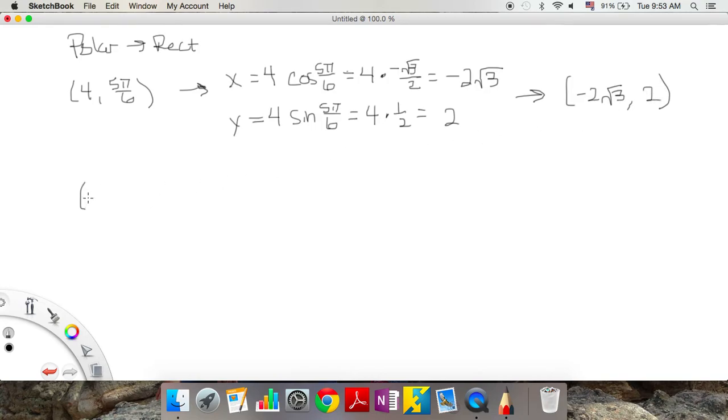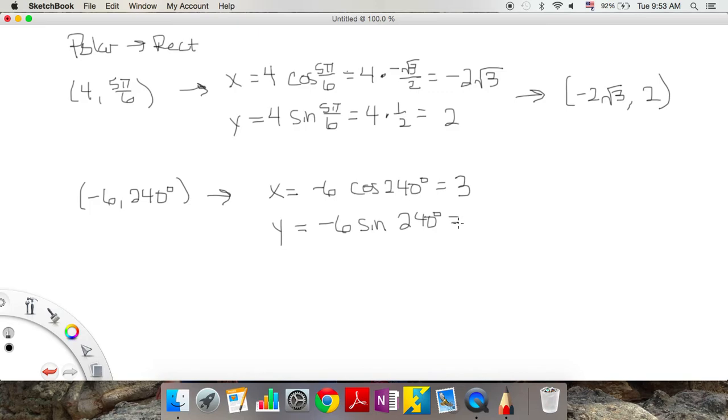All right, you try this one and see if you can get that. Pause it, change this, and get your answer. So we have x equals r times the cosine of theta. Make sure you're in degree mode, and you should get 3 for that. And y is r times the sine of theta. Make sure you're in degree mode, 3 square root of 3.